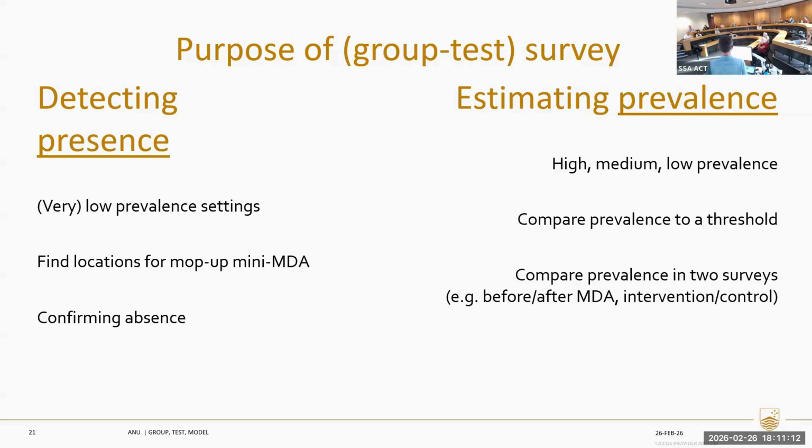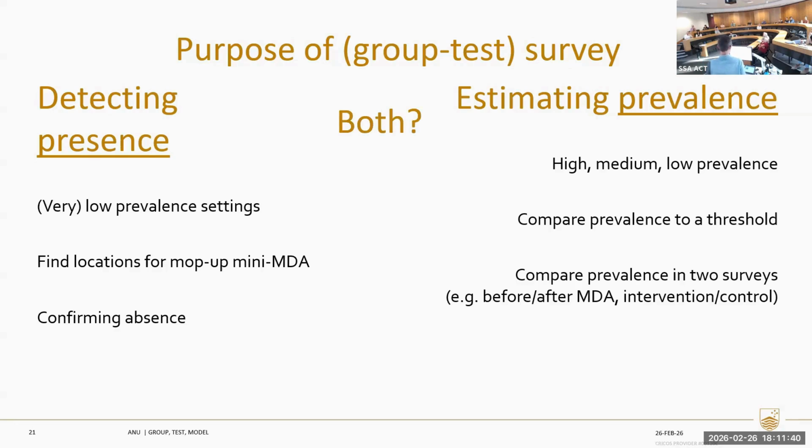Or you might want to use the prevalence in mosquitoes as some sort of measure of whether our interventions are working. So we might want to compare prevalence in mosquitoes before and after an intervention, or in a control and an intervention arm, to see if what we're doing is successfully reducing the prevalence of the disease in mosquitoes. So that's why you might do these group test surveys.